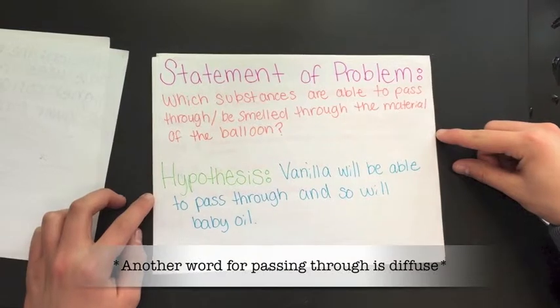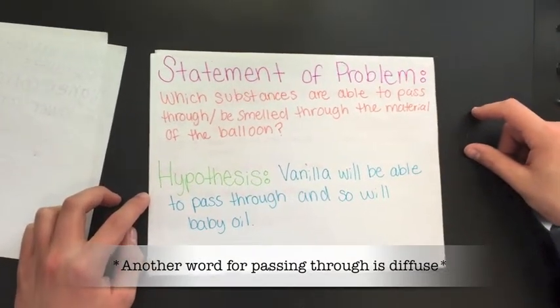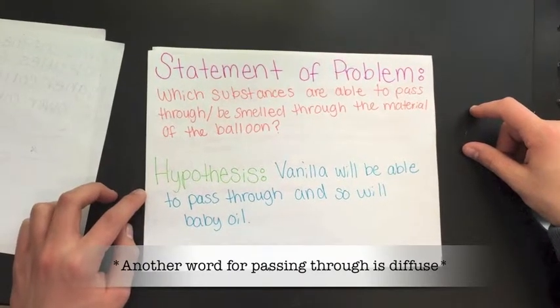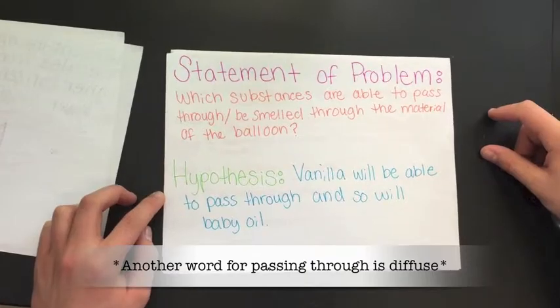The problem that we tested is which substances are able to pass through, or be smelled through, the material of the balloon. Our hypothesis was that vanilla will be able to pass through, and so will baby oil.